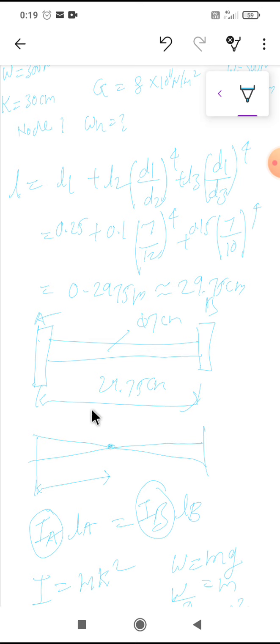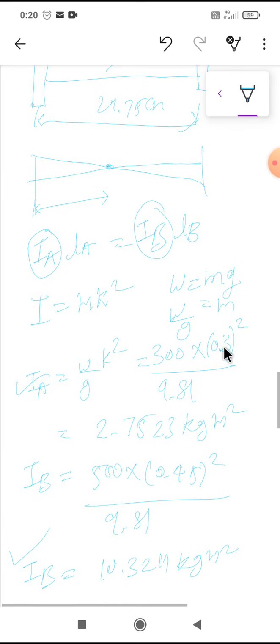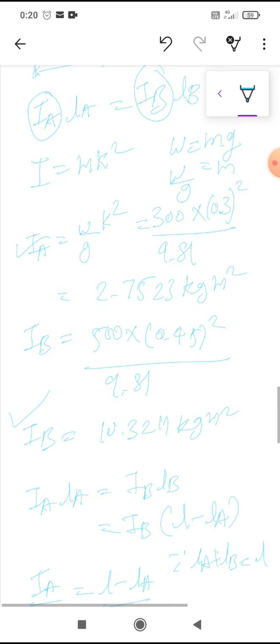Now if I want to find the node, that will be IA LA is equal to IB LB. I is equal to m k square, so we can find the moment of inertia I with this formula. But do we have m? No. Do we have k? Yes. So how can we find m? We have weight, and weight is mg. So the formula for moment of inertia will be W by g into k square, by substituting the value of mass. So we have found the moment of inertias IA and IB.